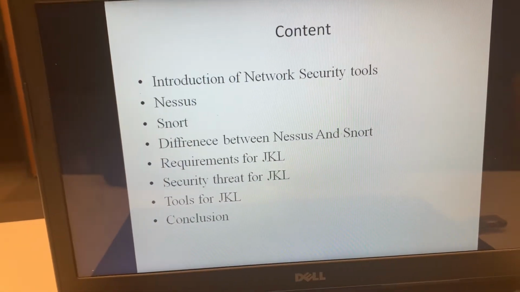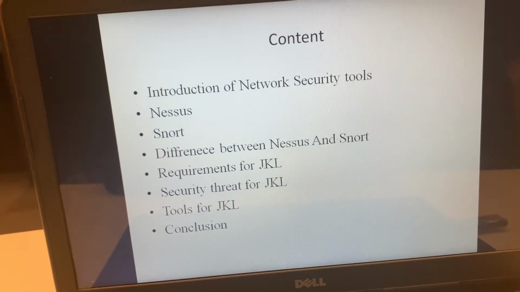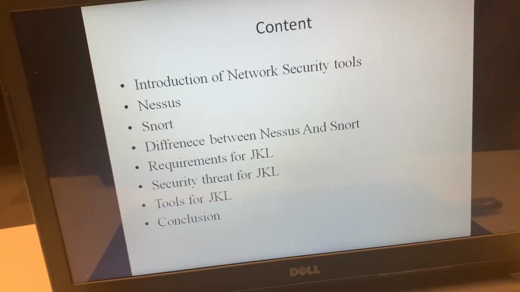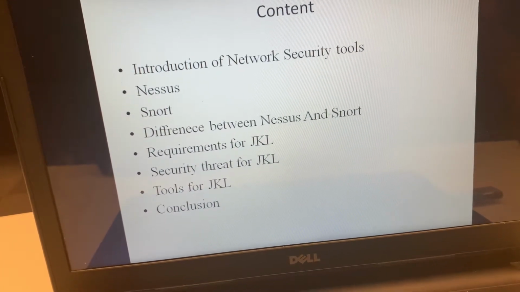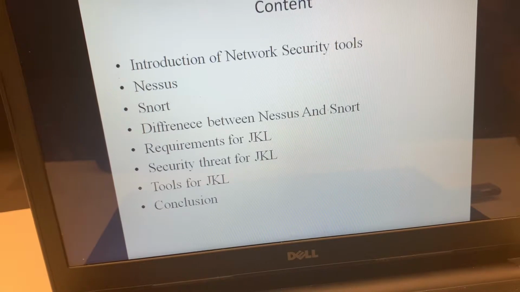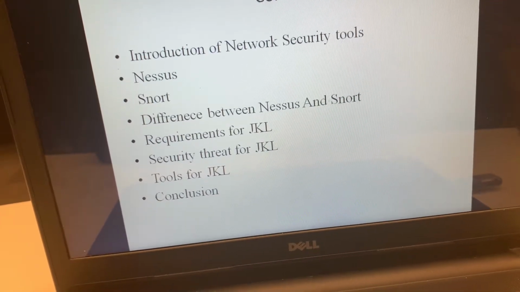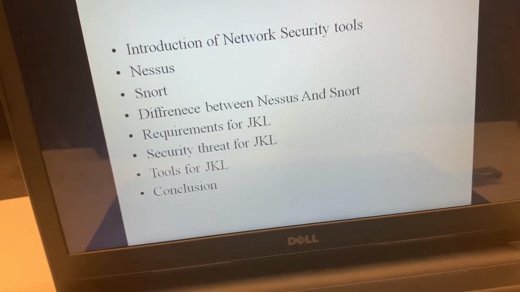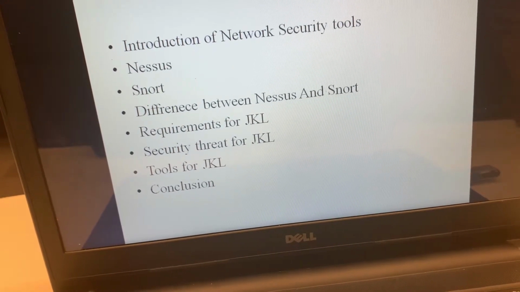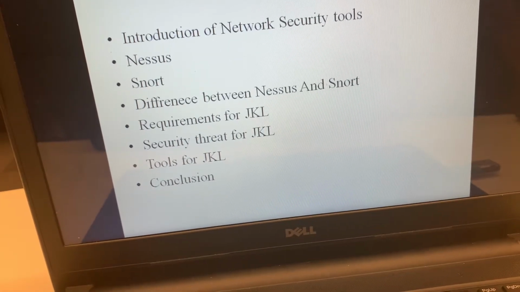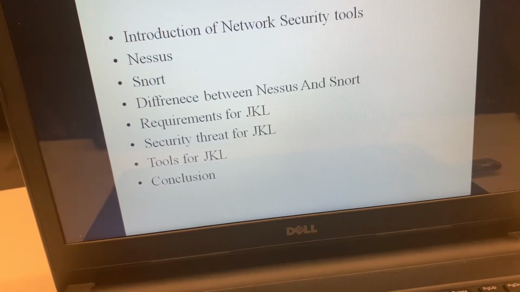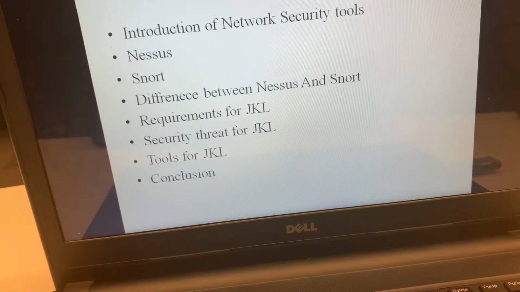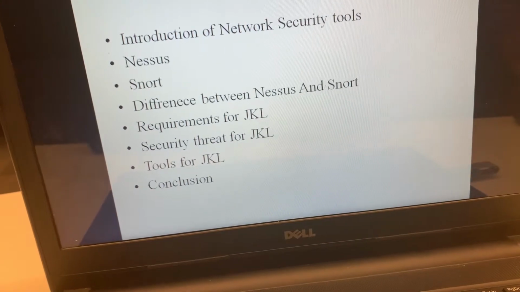Content. First of all, I will discuss the introduction of the network security tools, that are Nessus and Snort, and after this I will discuss the difference between Nessus and Snort. There is a small case scenario about the JKL company, for which I will discuss the requirements and the security threats that are faced or required by the JKL company, and also the important tools for JKL. At the last, I will conclude my whole presentation.